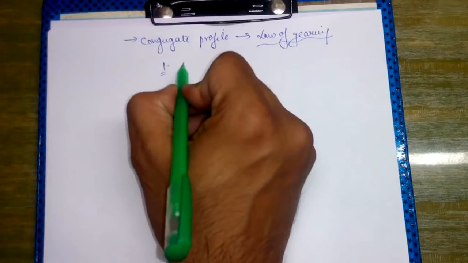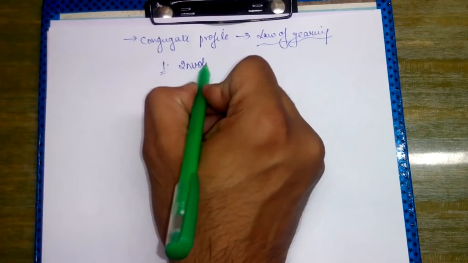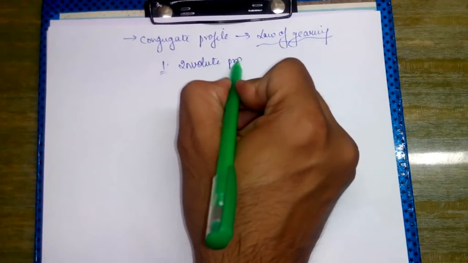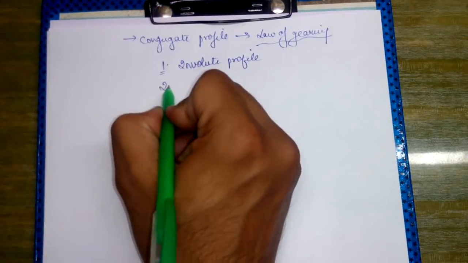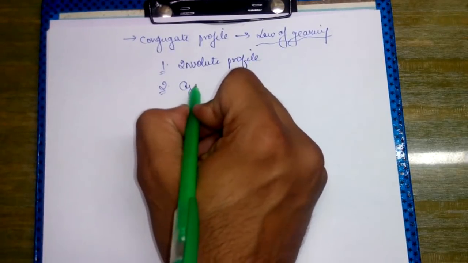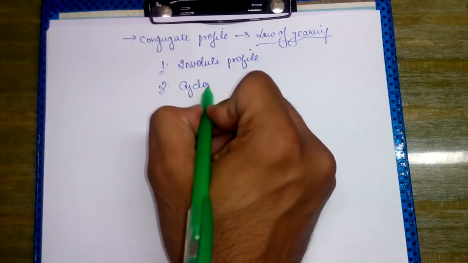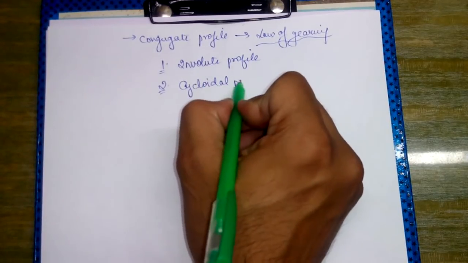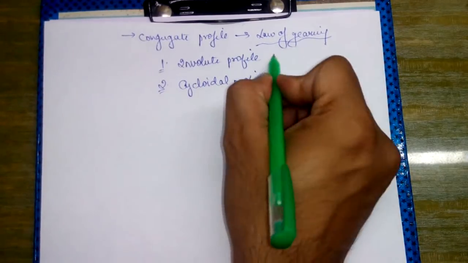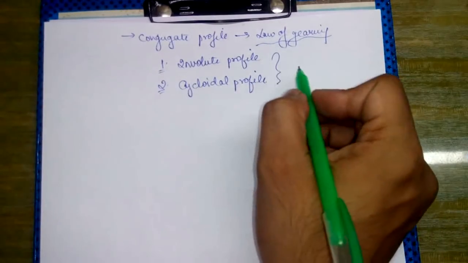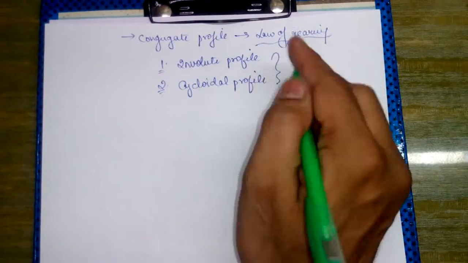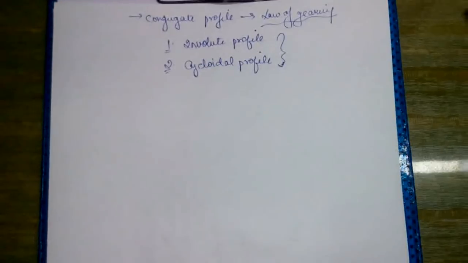And there are two profiles like involute profile and the second one is cycloidal profile. And these two profiles are actually conjugate profiles. That means they are following or they are satisfying the law of gearing.